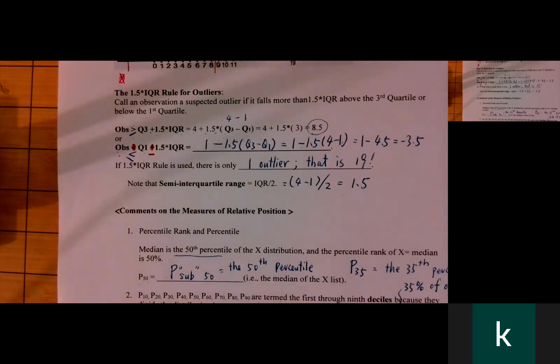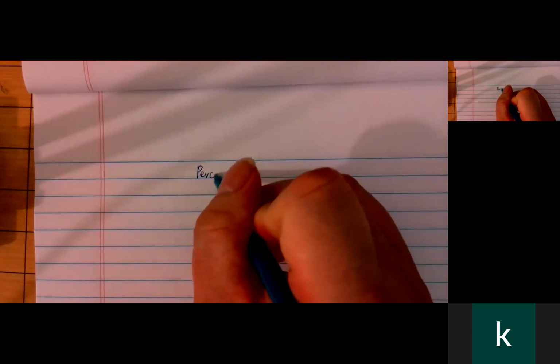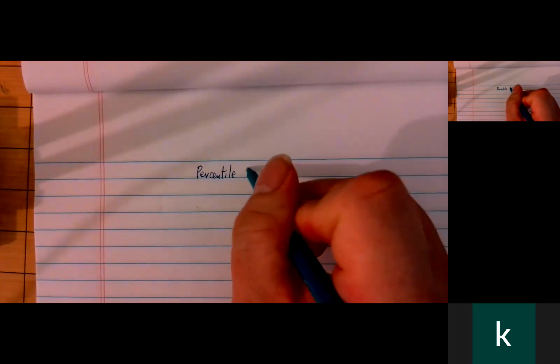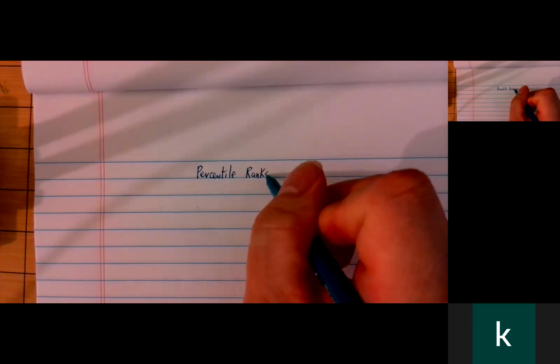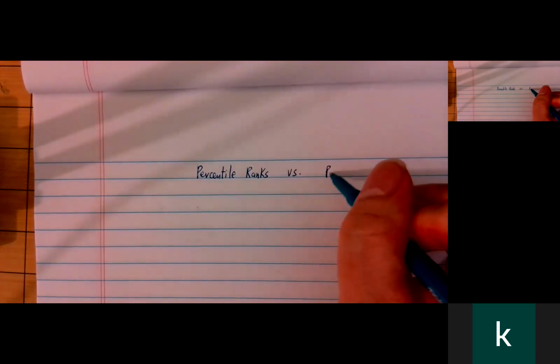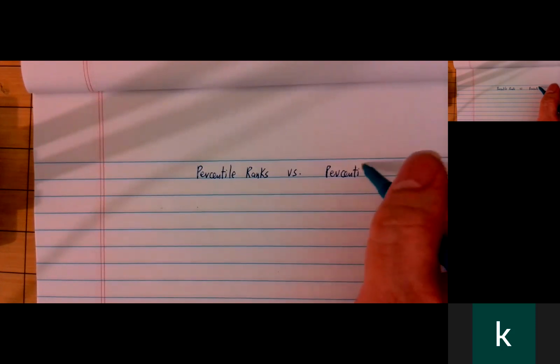Okay, next one, let's look at comments on the measure of relative positions. Okay? First one, percentile rank and percentile. Percentile ranks versus percentile.